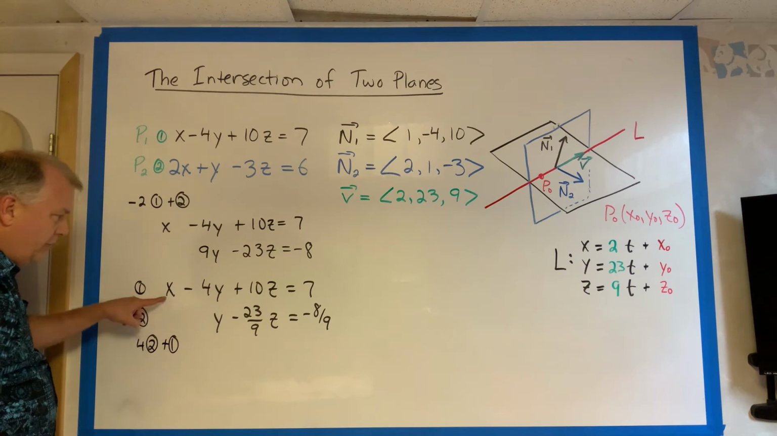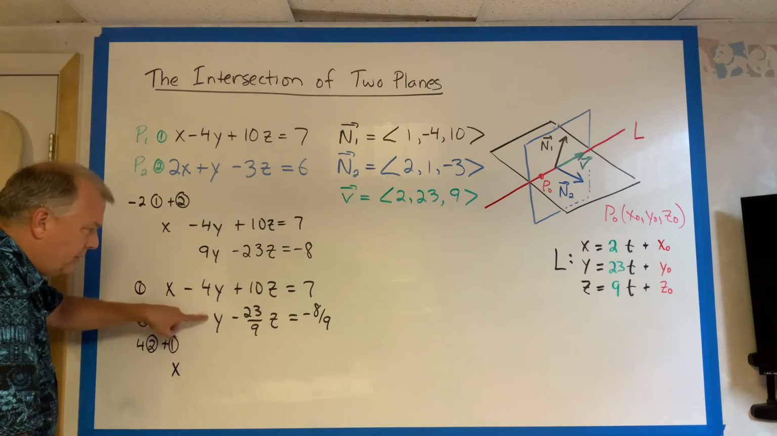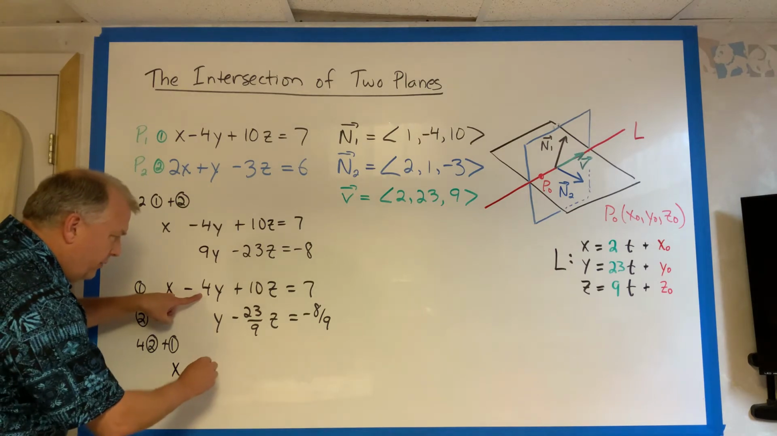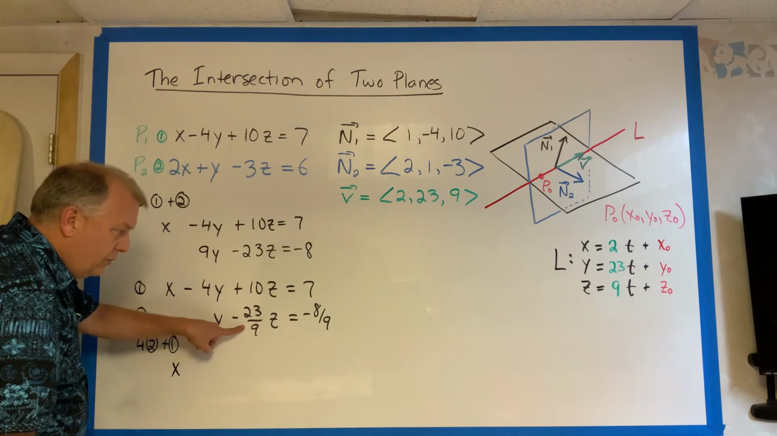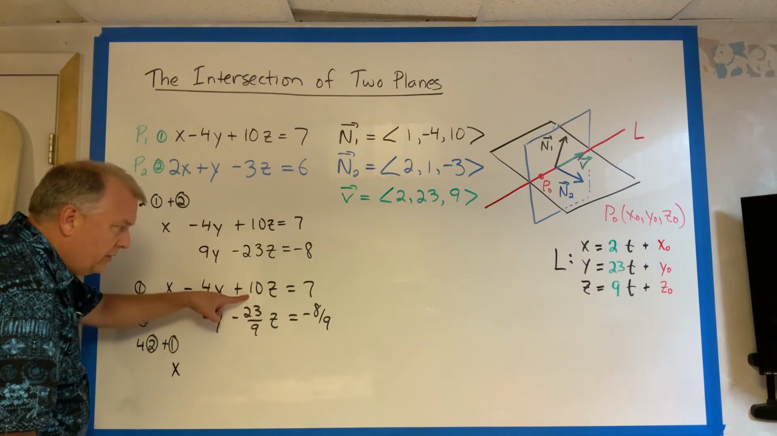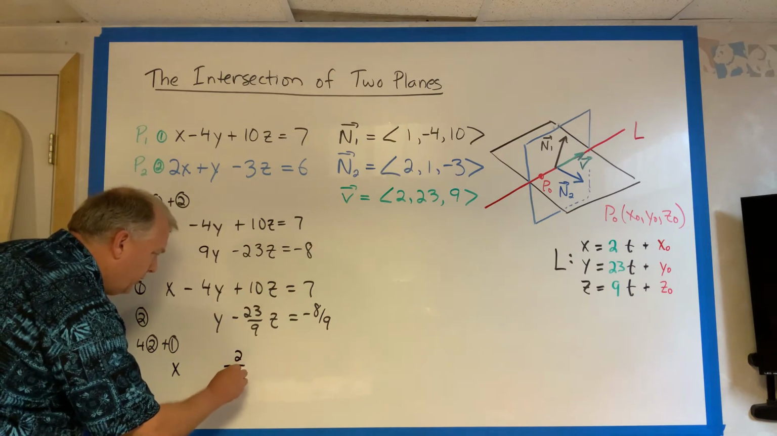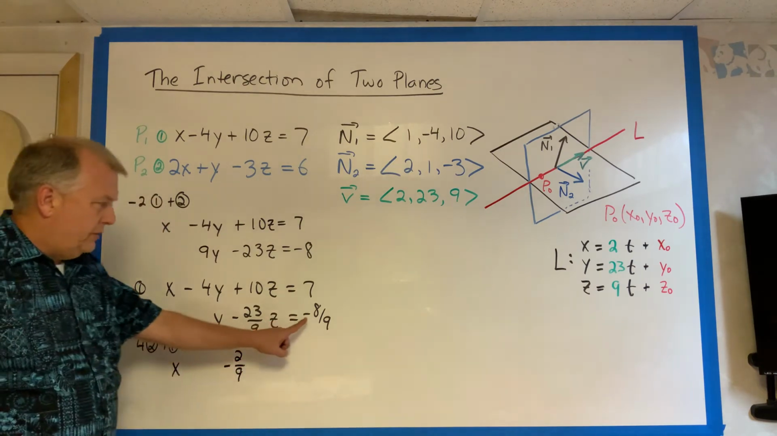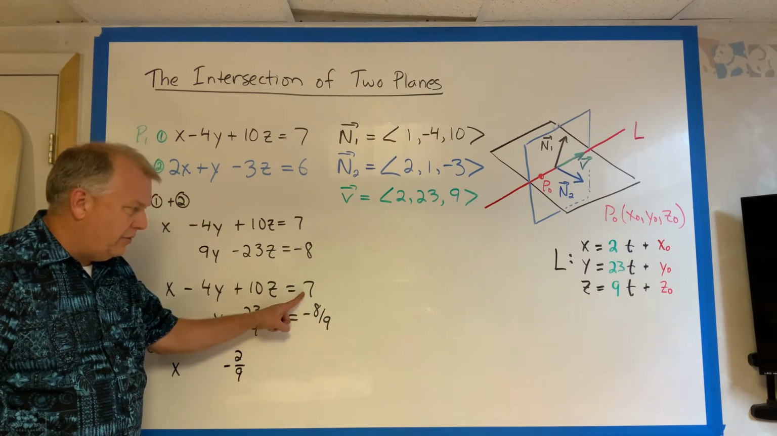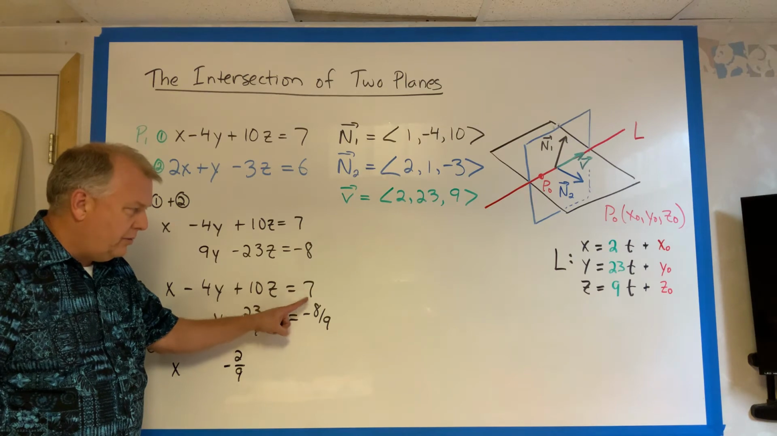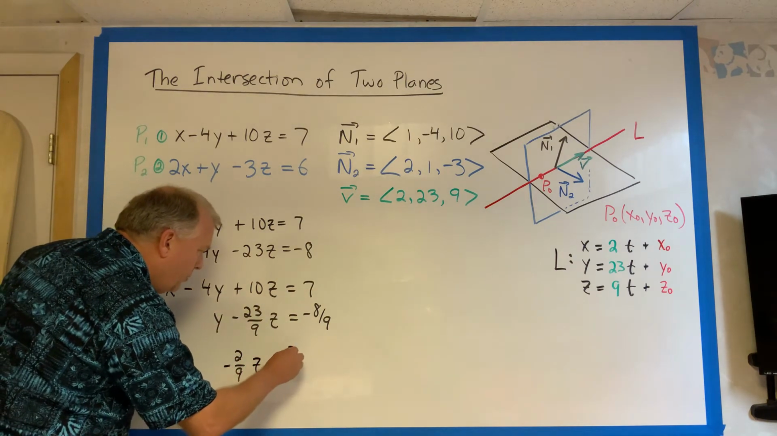4 copies of nothing plus x is just a single x. 4 copies of this added onto this is no y's. 4 copies of this, minus 92 over 9. Of course, this is 90 over 9. So I get minus 2 over 9. 4 copies of this is negative 32 over 9. This is 63 over 9. 63 minus 32 is 31 over 9.